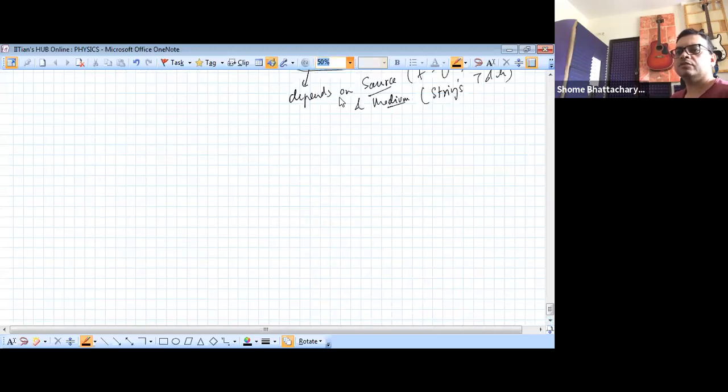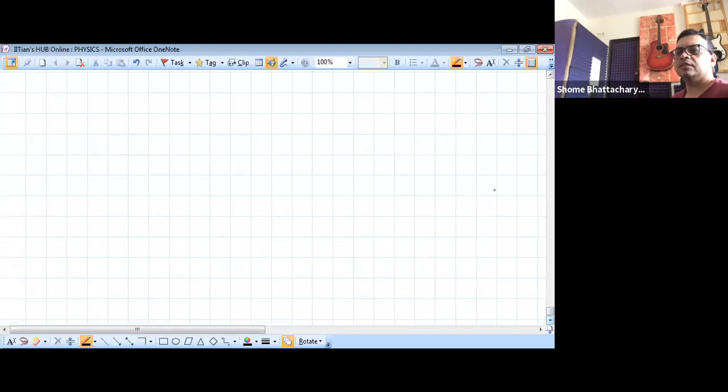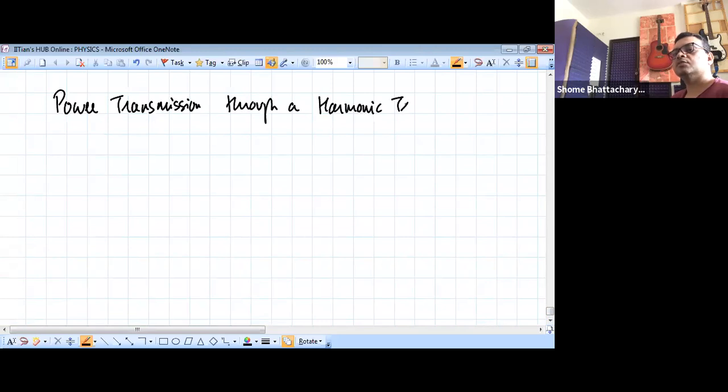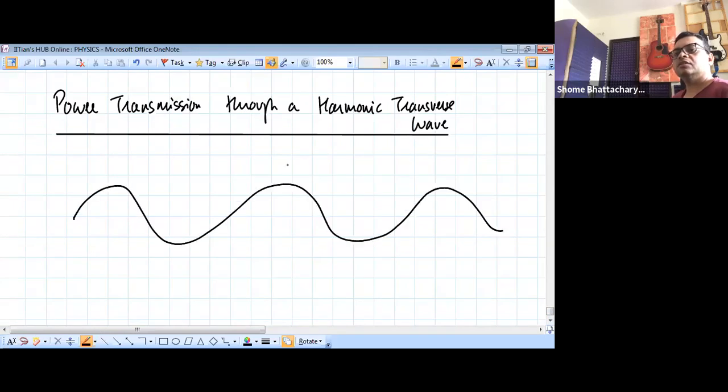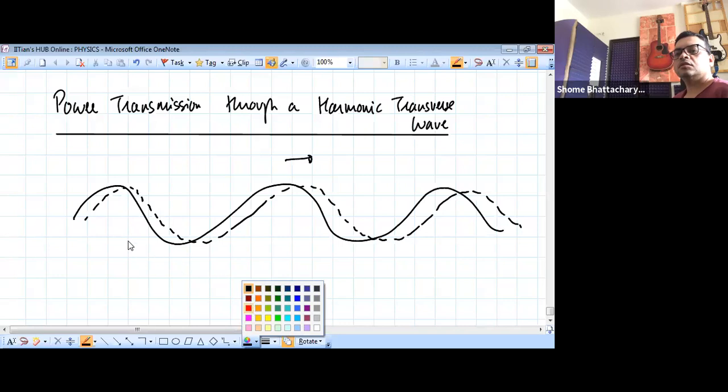Okay, now the next property of the harmonic wave we'll see is the power transmitted through the wave, or the power supplied by the source, to a harmonic transverse wave, specifically, not the general equation, but the sinusoidal kind. So again, if we consider a sine wave propagating like this, let's say after some time, as it's propagating, it's something like this.